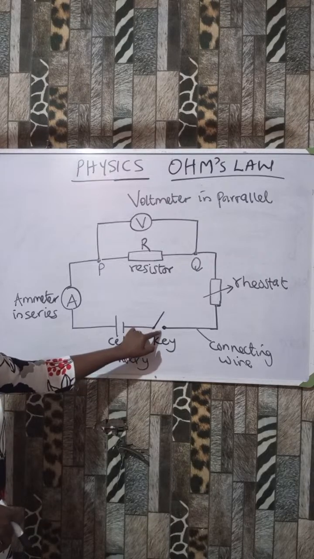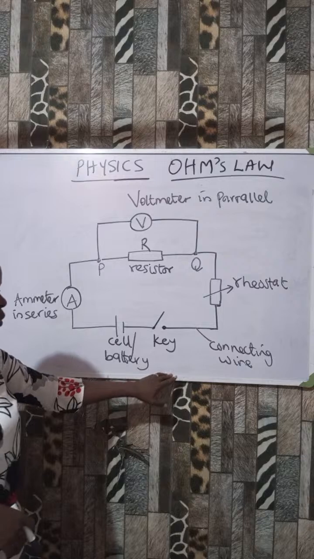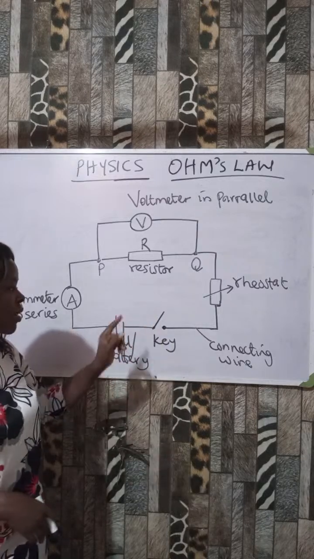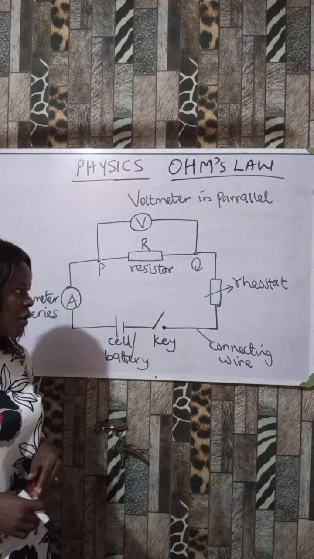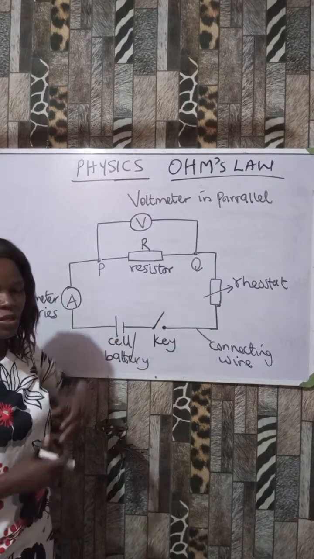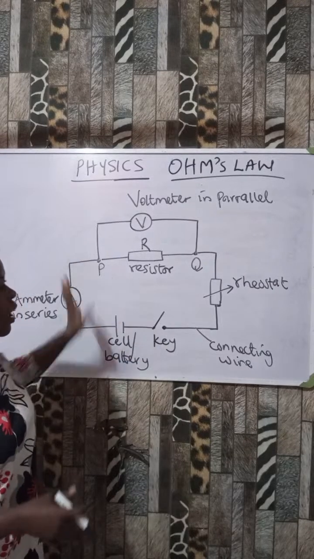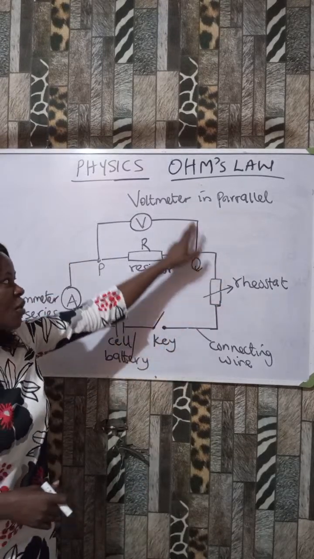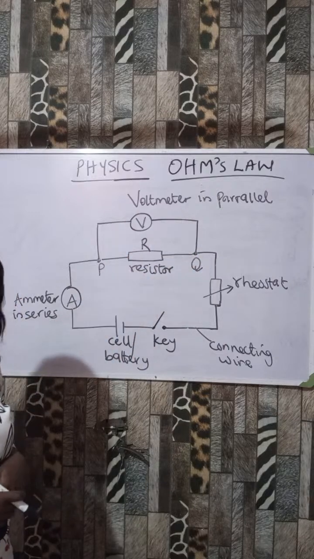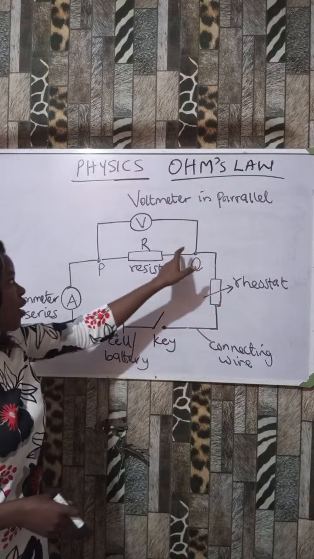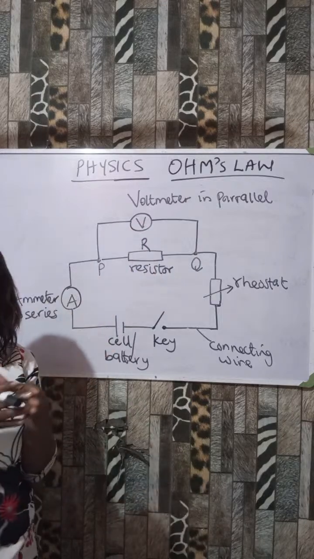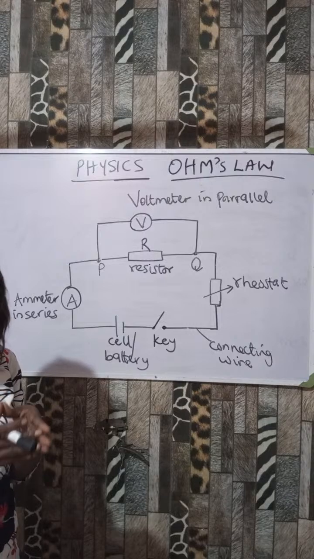Once this key is open, current will not flow. But once this key is closed, current will flow. This is a rheostat that measures the amount of resistance. Now, apart from all these things that I've mentioned, every other thing you are seeing is said to be the connecting what? Wires. Do you understand? That is the wire we use to connect all these things together to form a circuit. All right.